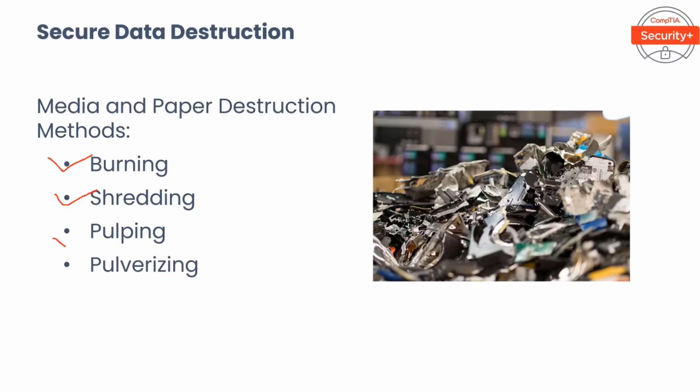Third one is pulping. This process involves dissolving paper, reducing it to its cellulose fibers. Organizations that provide shredding services often later pulp the shredded material before recycling it. And the last one is pulverizing. Special systems that contain rotating hammers crush materials at high speed before passing them through a sizing screen to turn them into tiny particles or even dust.